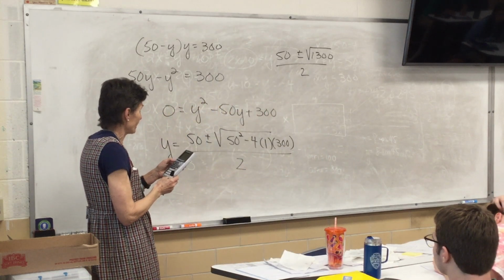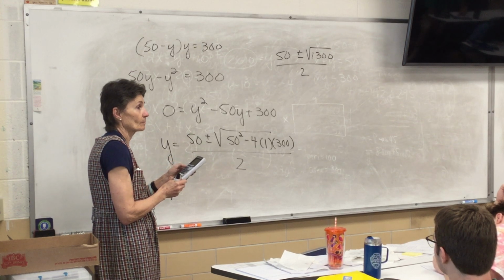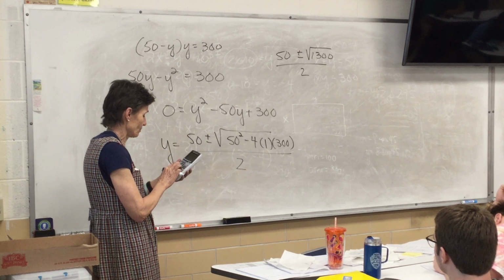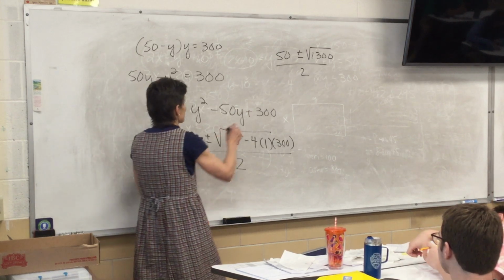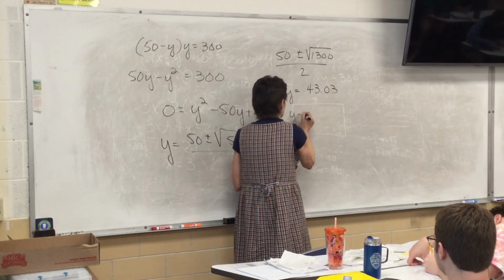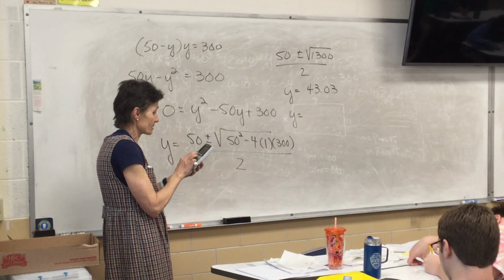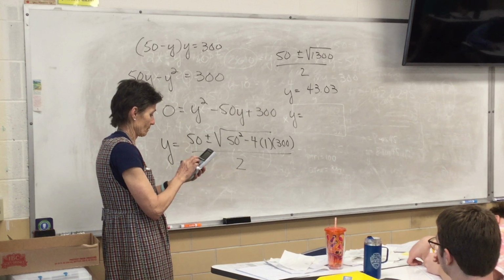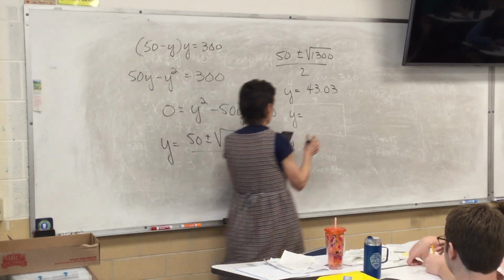If I did my arithmetic right, I used a calculator, so I hope I did. Alright, so 50 plus the square root of 1300 divided by 2. So one y value is 43.03. And 50 minus the square root of 1300 divided by 2, 6.97.